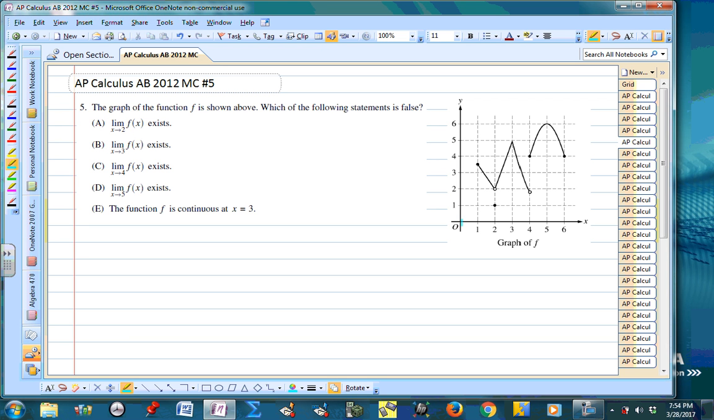the limit as x approaches 2 of f of x exists. So let's see here. As x approaches 2 from the left, it looks like our function is approaching y equals 2. And as x approaches 2 from the right, it looks like our y values are approaching 2. So yes, in part A, the limit exists, and the limit is 2.